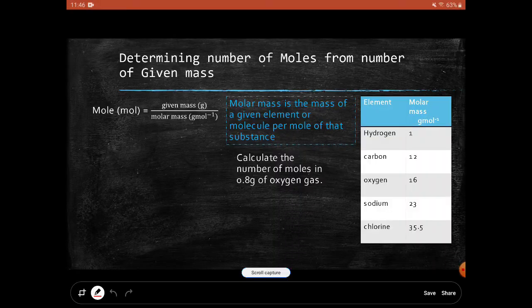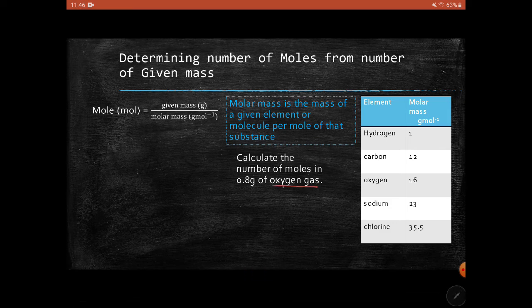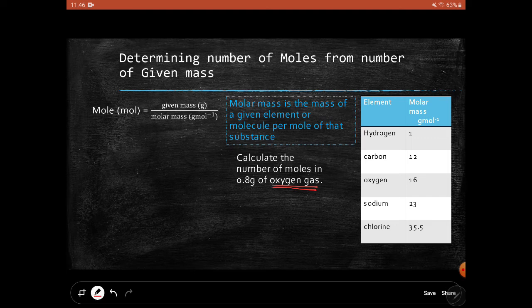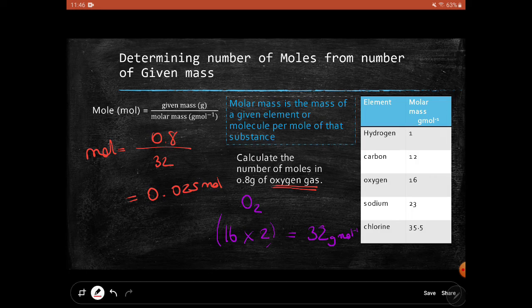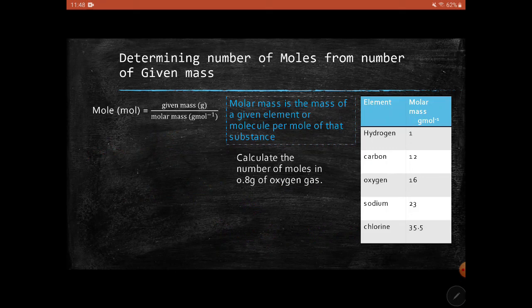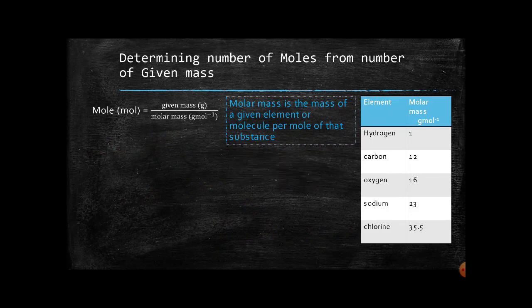The number of moles in 0.8 grams of oxygen gas. First, we have to identify that oxygen gas is not an atom. And to calculate the number of moles would be equal to the given mass, which is 0.8, divided by the molar mass, which is 32. We put that in our calculator, and we get 0.025 mole.